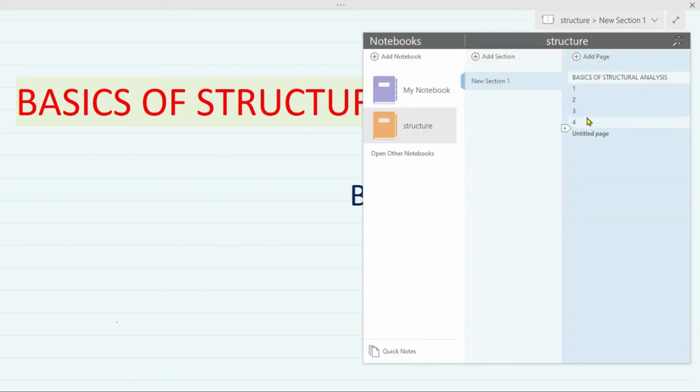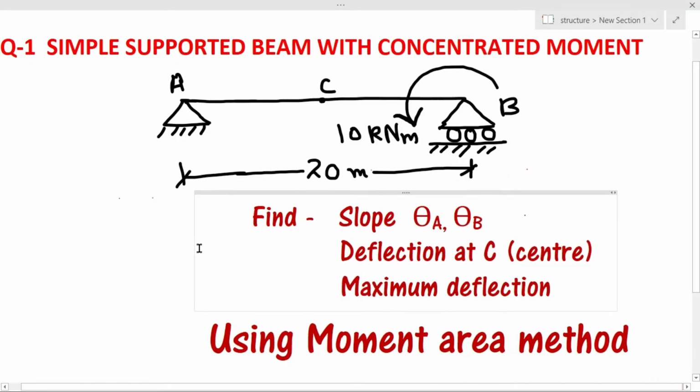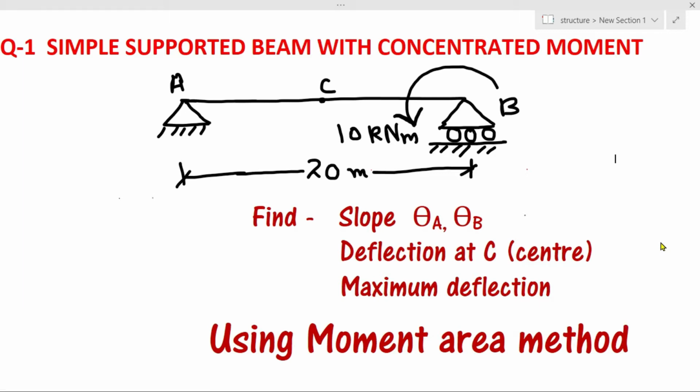And today in this video we are going to solve this problem. This is a simply supported beam having a concentrated moment at support B. And in this problem we will find out the slope at A and slope at B. We will find out the deflection at the center and we will also find out the maximum deflection in this beam by using the moment area method.